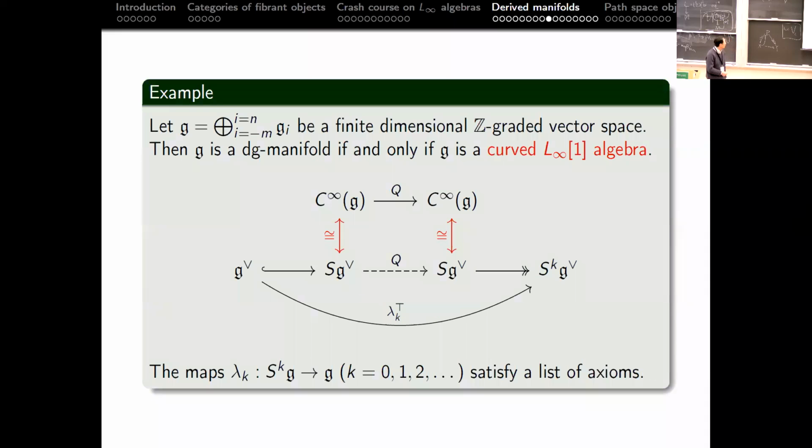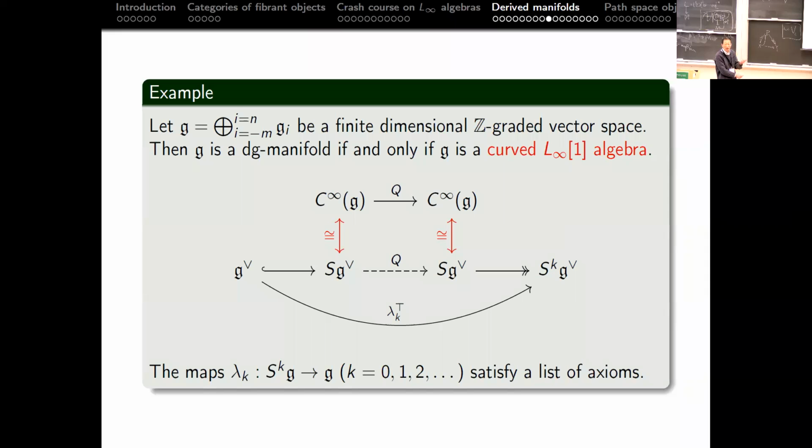This is my favorite example. This is how I learned L-infinity algebras, because we all know the Chevalley-Eilenberg differential, right? So if you look at g, a finite dimensional Z-graded vector space, and functions on it, because it's a vector space, it's not smooth functions anymore, it's just polynomial functions. So polynomial functions are just S V dual, right? So Q is the degree 1 derivation here.